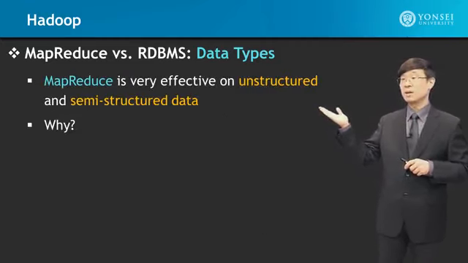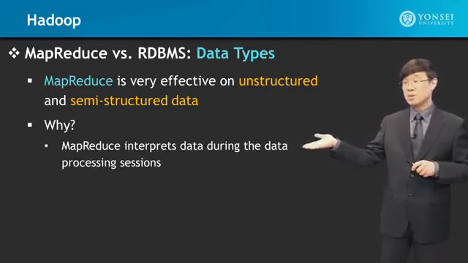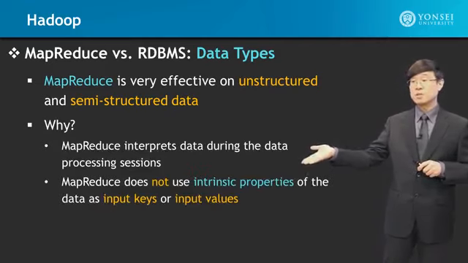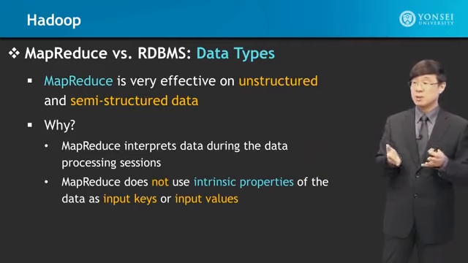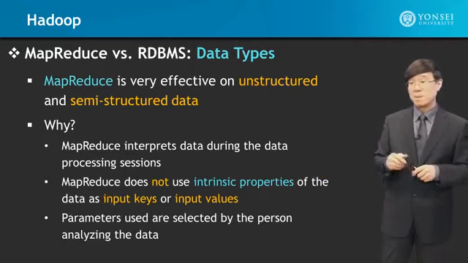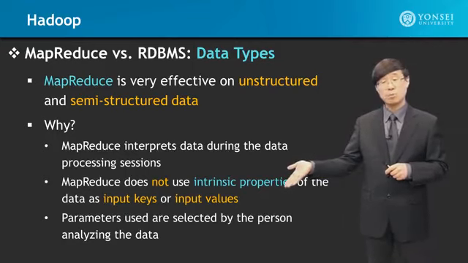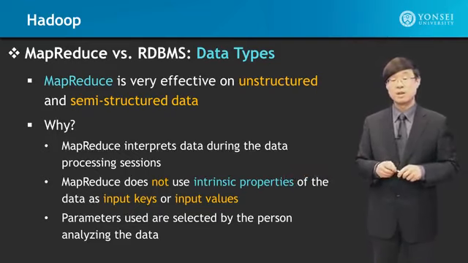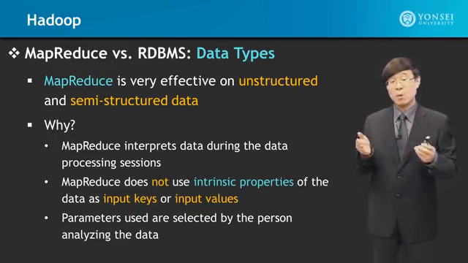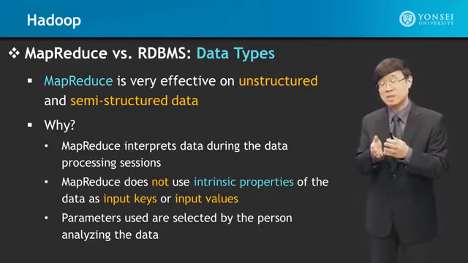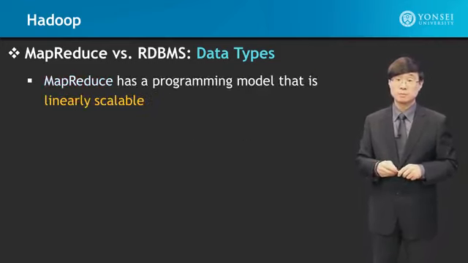MapReduce is a very effective system when it deals with unstructured and semi-structured data. Why? Well, MapReduce interprets data during the data processing sessions. MapReduce does not use intrinsic properties of the data as input keys and input values. Parameters used are selected by the person, the programmer that is analyzing the data. So there is a wide variety of things that the programmer or the user or the person that needs to make the query is going to use.